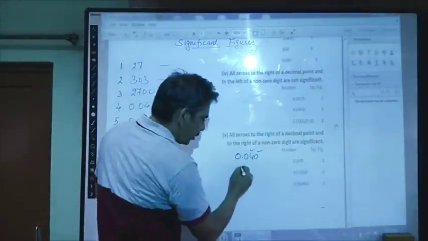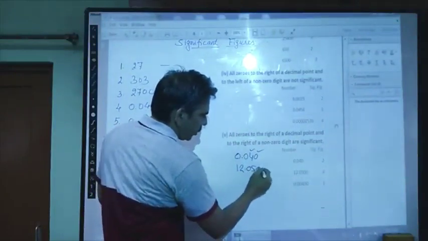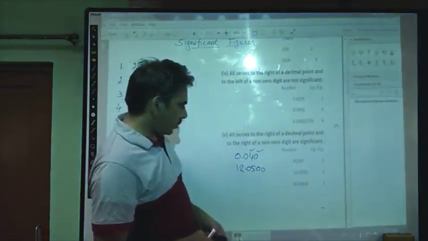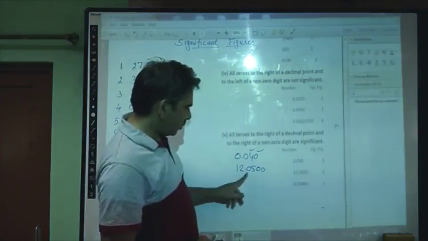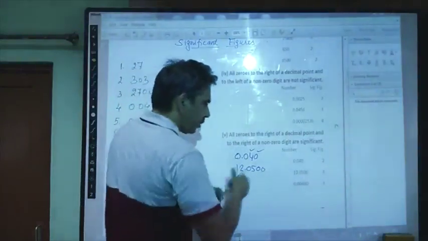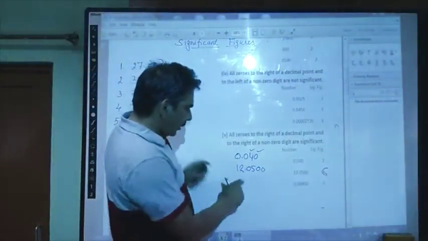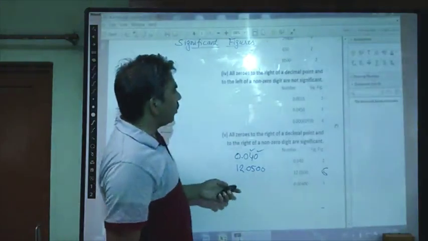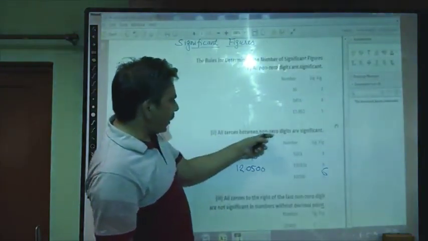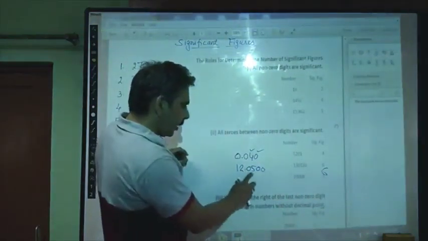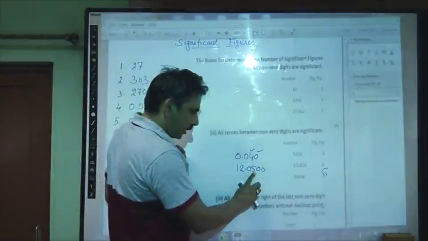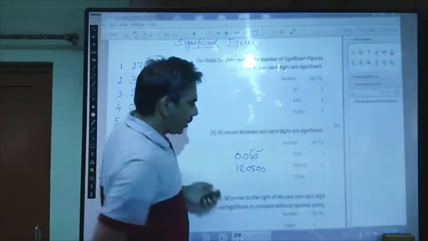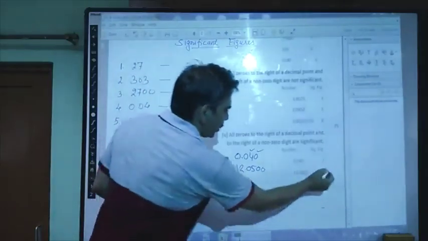Similarly, the next number is 12.0500. It has six significant figures, because this 0 which is falling after the decimal has a non-zero number before it, so it is governed by the rule that all zeros between non-zero digits are significant, and after this, all zeros to the right of the non-zero digit after the decimal place are also significant figures. So it has 6 significant figures.